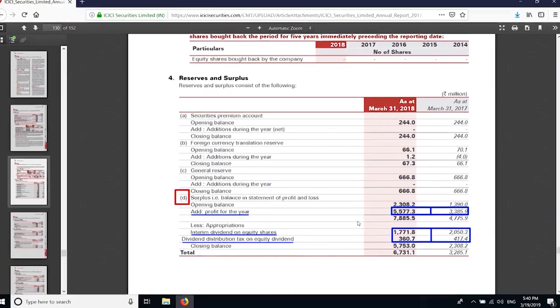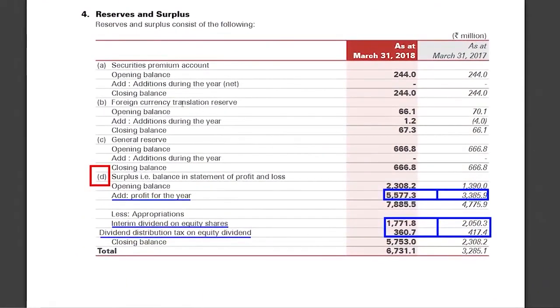After coming to note number 4, you can see surplus in point D. Here, you can see add profit after tax for the year. You can see that in the financial year 2018, the company made a profit of rupees 557 crores. All these numbers are in millions. I'm converting them into crore for you. In the financial year 2017, ICICI Securities made a profit of rupees 338 crores.